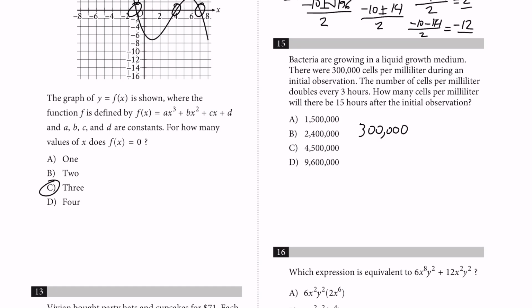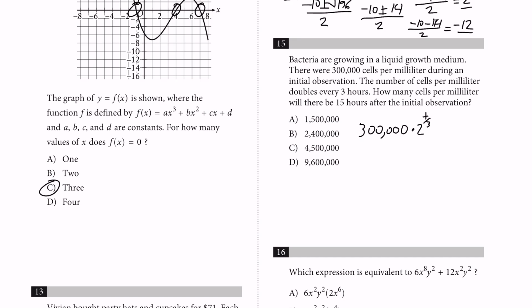And it's going to double, so multiply by 2. How often? Every 3 hours. So we can write this as 2 to the power of t, where t is every 3 hours, or we can write it as 2 to the power of t over 3, where t is every hour.